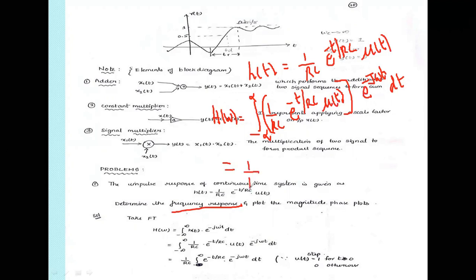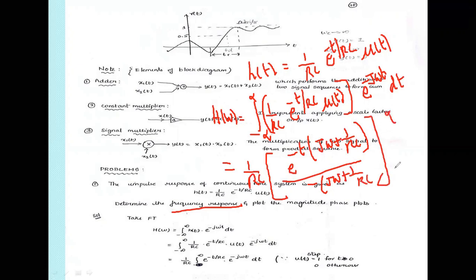1 by RC is a constant. Change the limits, since mu of t is 0 for negative t, from 0 to infinite, and apply the integral: e power minus t as a common, j omega plus 1 by RC, whole divided by minus j omega plus 1 by RC. The upper limit is infinite and the lower limit is 0. When we substitute the upper limit, e power minus infinite is 0. When we substitute the lower limit, e power 0 is 1, and minus into minus becomes a plus.